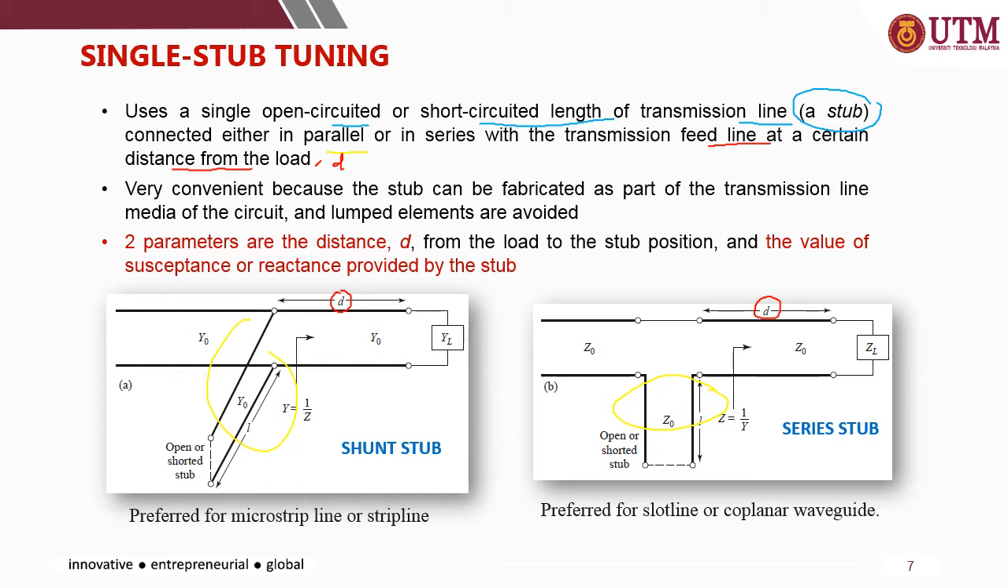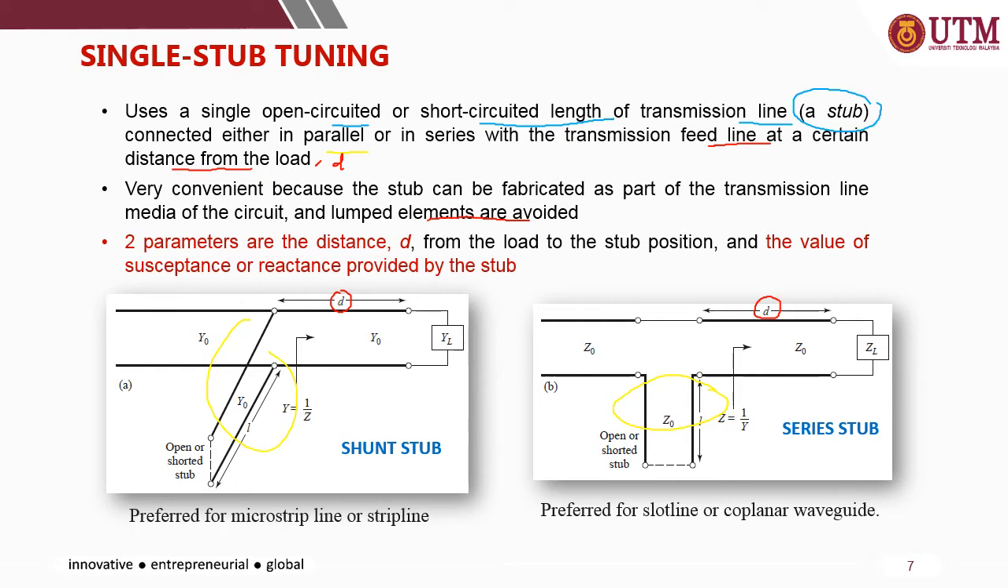Okay, stub is convenient to use and it can be easily fabricated compared to lumped elements, in which you need to deal with the circuit. A lumped element circuit will be more complicated compared to the stub element. Right, so two main parameters need to be considered in a single stub tuning network.